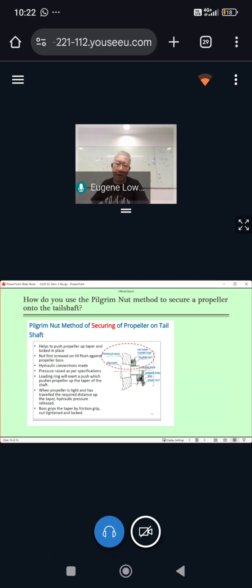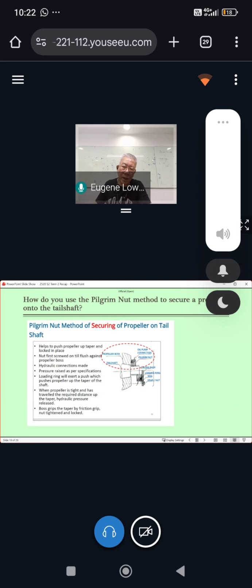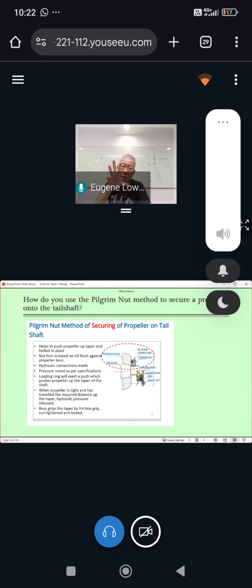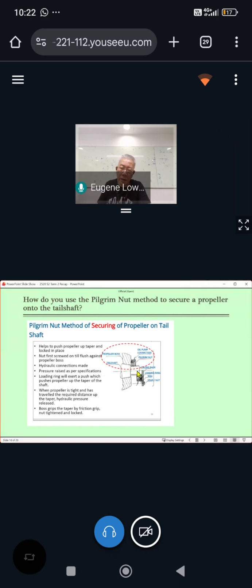Right? Then after that, because after the loading ring has pushed the propeller against the taper here, there will be a gap between the surface of the propeller boss and the surface of the pilgrim nut. So the pilgrim nut, you don't remove it and put it in the ship store, right? Because it's a heavy thing, so you leave it there, and you just need to turn the nut until it comes flush against the propeller boss.